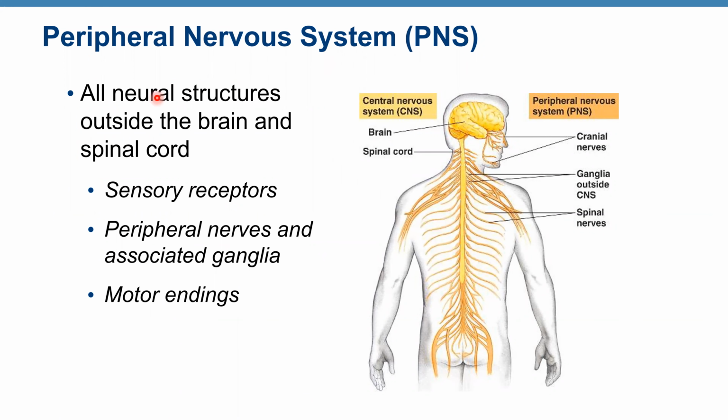So peripheral nervous system includes all neural structure outside the brain and spinal cord that includes sensory receptors, peripheral nerves, and associated ganglia and motor endings. So on this picture in yellow, you see central nervous system, and in the orange, we see peripheral nerves, spinal nerves, and here cranial nerves. And ganglia, ganglia is a cluster of cell bodies of neurons. And I will show it to you in a minute. And motor endings, of course, the ones that supply your muscles or your glands.